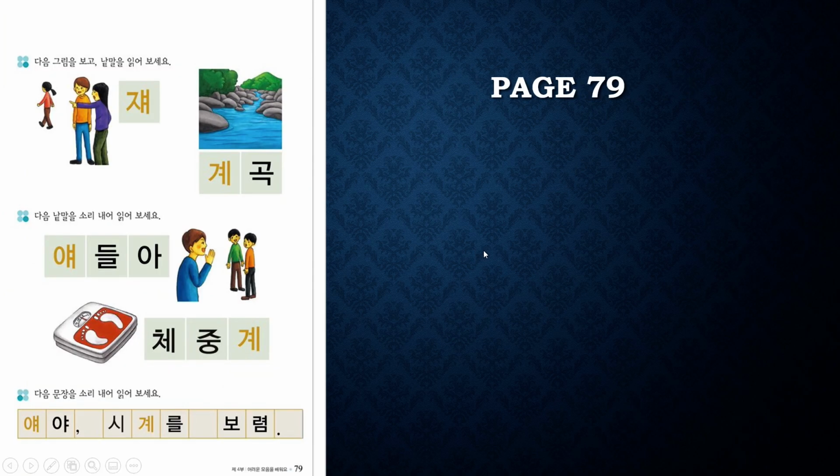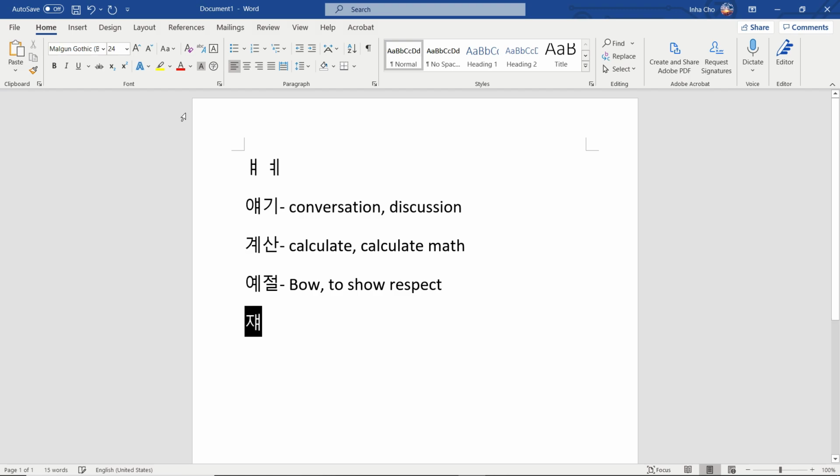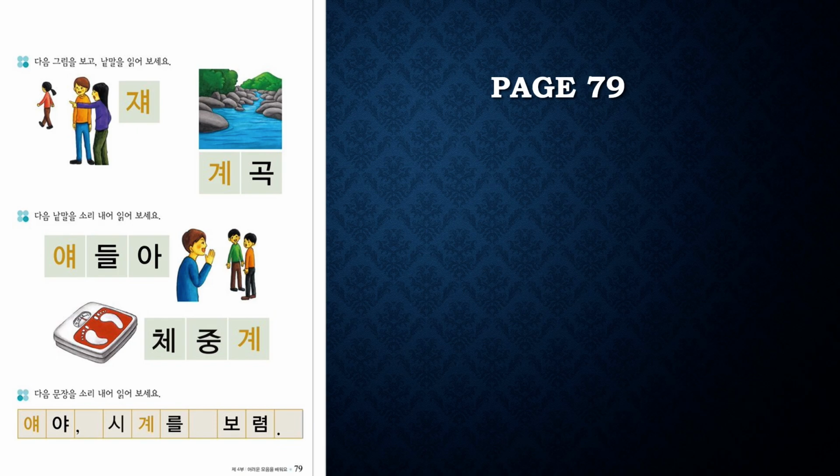Alrighty, let's turn to page 79. 다음 그림을 보고 낱말을 읽어보세요. This one, let's look at this one. 지읒, 쟤, and then 쟤. What does this mean? 쟤 means that person over there. Him or her. You point at someone and go like, 쟤야, 쟤. That means that person over there.